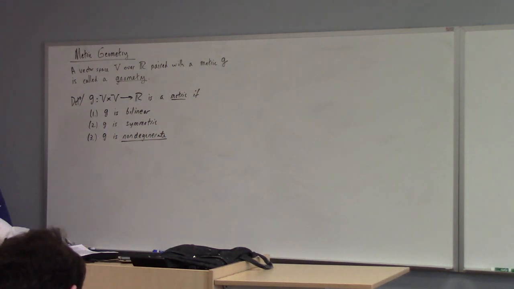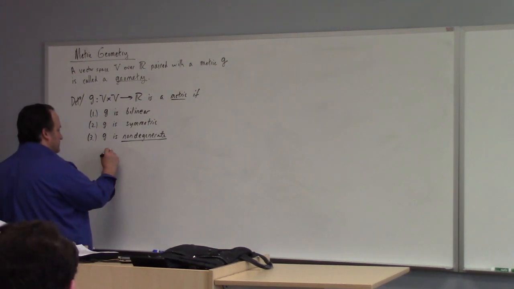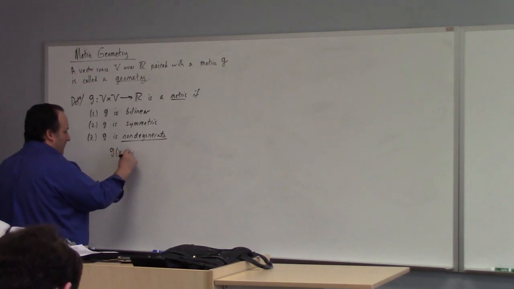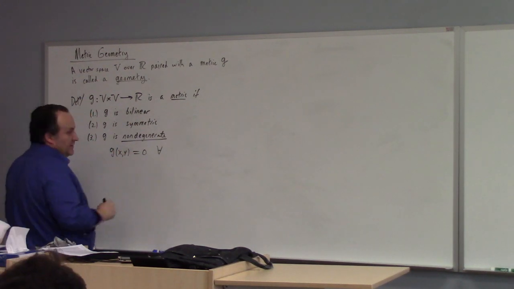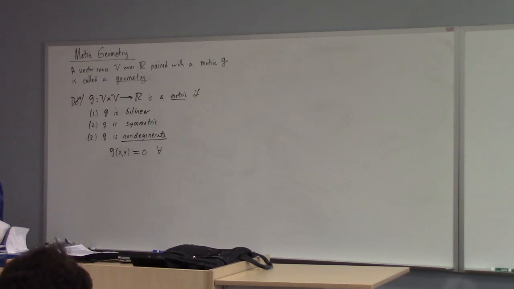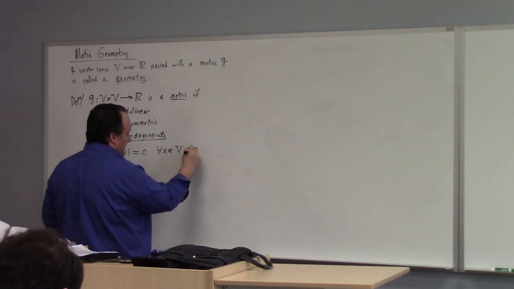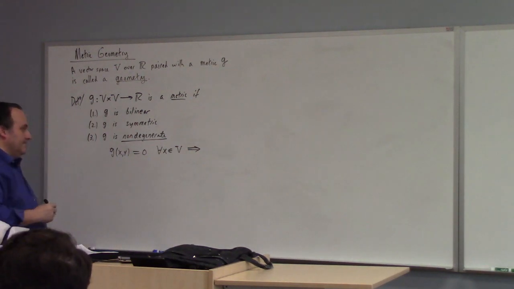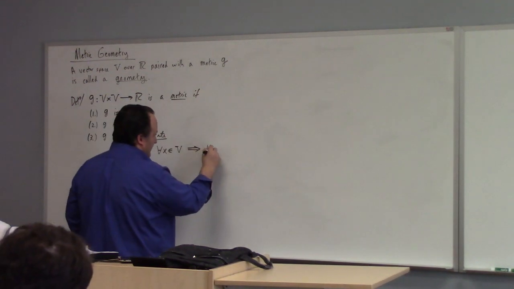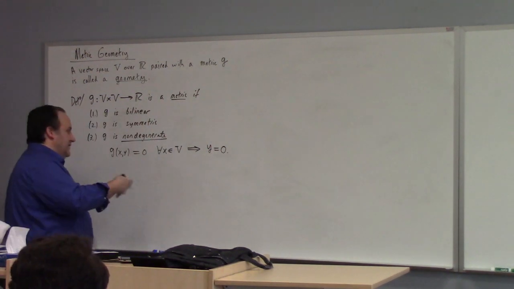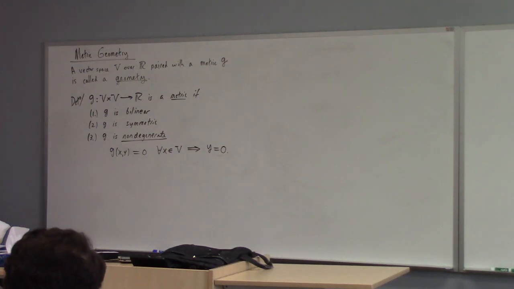And the way we judge that is that if G of x, y is equal to 0 for all x in V, that implies what? Y is equal to 0, right. So that would give us a so-called non-degenerate form.